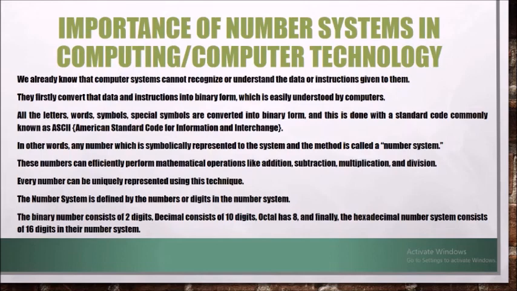In other words, any number which is symbolically represented to the system in a method is called a number system. And these numbers can efficiently perform mathematical operations like addition, subtraction, multiplication, and division. Every number can be uniquely represented using this technique, and the number system is defined by the numbers or digits in the number system. Again, timan-an din ninyo, binary number consists of 2 digits only, 0 and 1. Decimal consists of 10, 0 up to 9. Octal has 8, 0 up to 7. And finally, the hexadecimal number system consists of 16 digits, that is 0 up to 9 and A up to F.